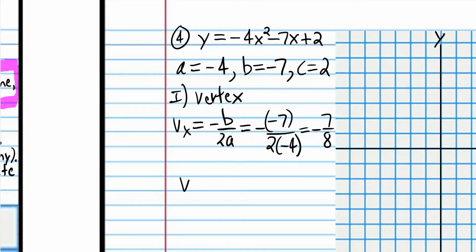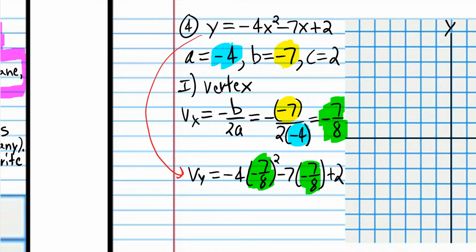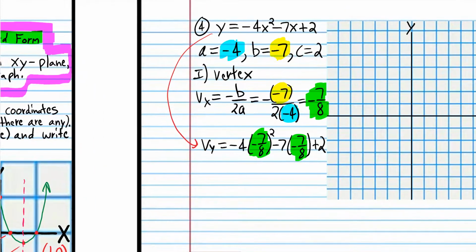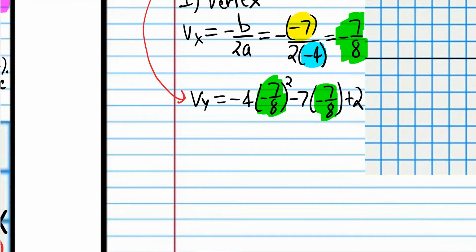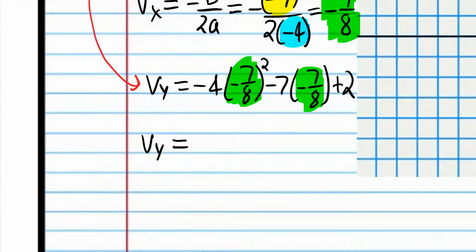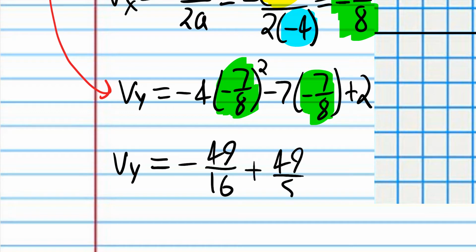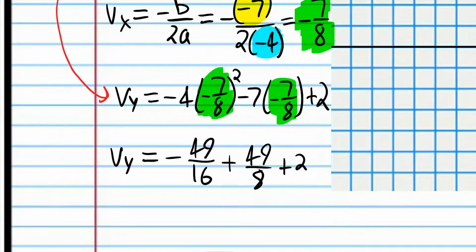Now we're going to plug that in to find the y value of the vertex. Okay, and let's go ahead and simplify this expression. Again, this is all stuff you should know. So we get 49 over 64, and when you multiply by -4, it simplifies to -49 over 16, and multiply we get positive 49 over 8 plus 2.